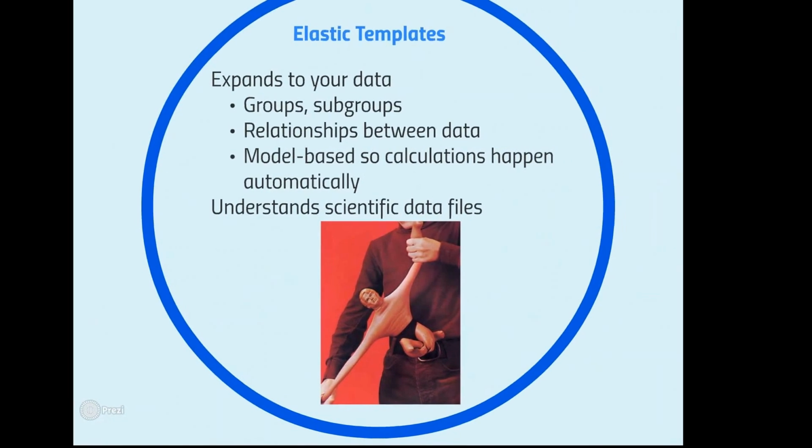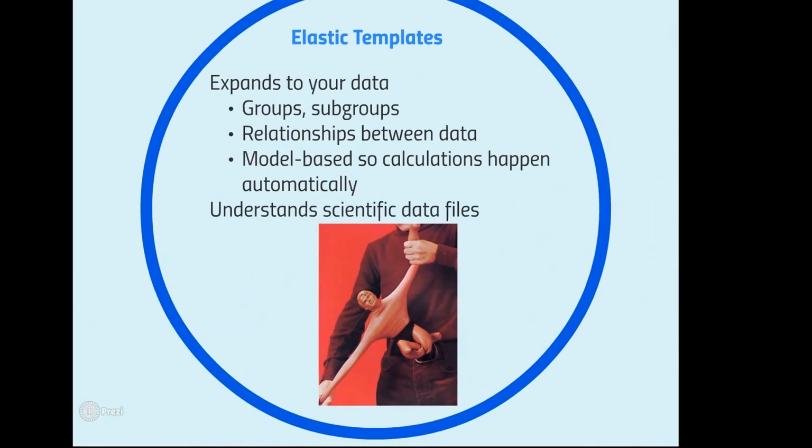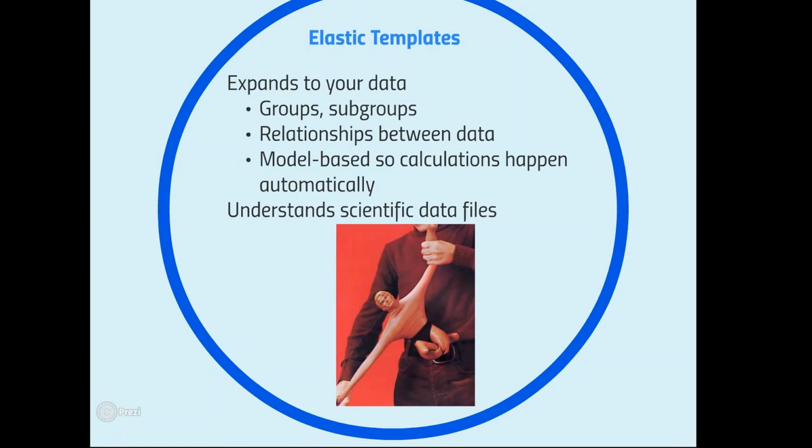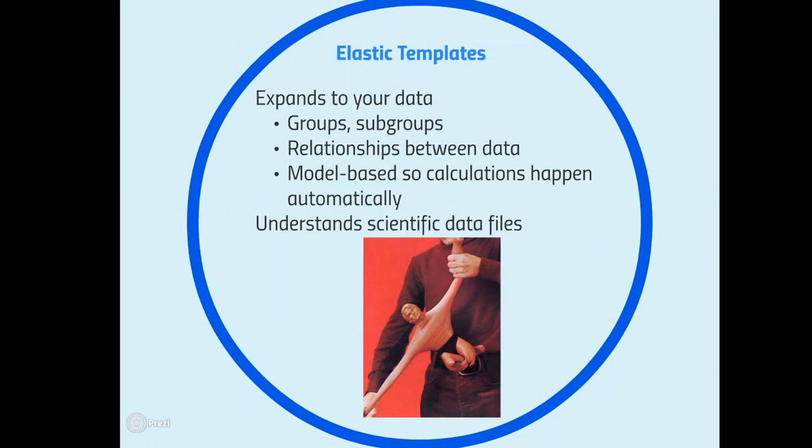What it means is they can expand to meet the needs of your data. So they can have groups and subgroups. If there are different dimensionality to your experiment, as I mentioned earlier on, such as plate size or number of treatment groups, they will expand to meet that data. They also provide the ability to be able to make relationships between the data, so you just get the available calculations and parameters that are available to that particular set of conditions. It's all model-based, so all the calculations will happen automatically, and it understands your scientific data files, so you can bring in data from reader files, from mass specs, from fluorescence instruments, etc., and immediately use them into the analysis environment.